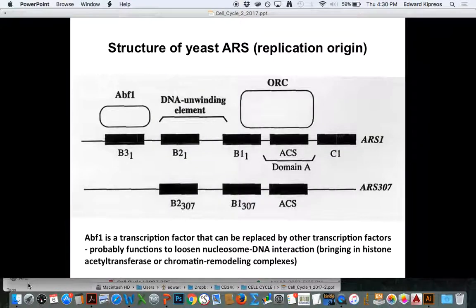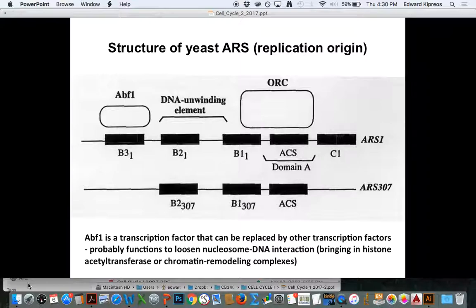Okay. So it turns out that there are some sequence elements. When they sequenced them, even though they're all throughout the whole genome, there are a lot of things in common. They have these B boxes, an A box, a C box. Sometimes they're lacking this B box. It turns out that this one is just a transcription factor binding site for ADF1, but they don't need that one. That one can be any transcription factor binding site.